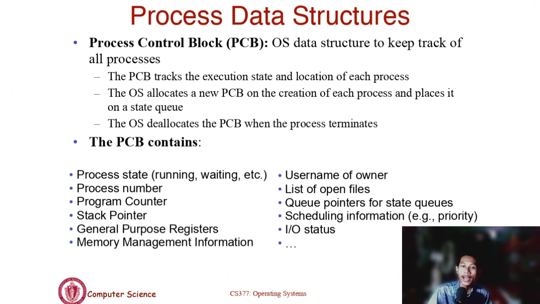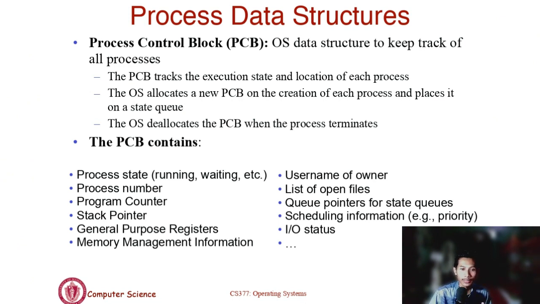owner that identifies the user who owns the process, and list of open files that tracks the files opened by the process during its execution, and Q pointer, it's a pointer that is used by the operating system to place the PCB in various task queues, for example in ready queue, waiting queue, and etc.